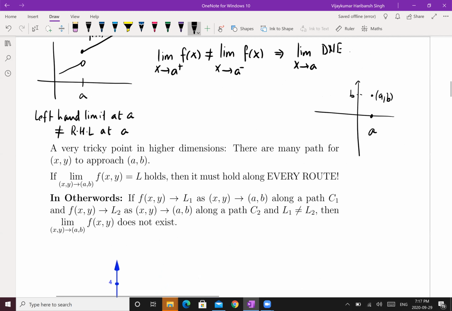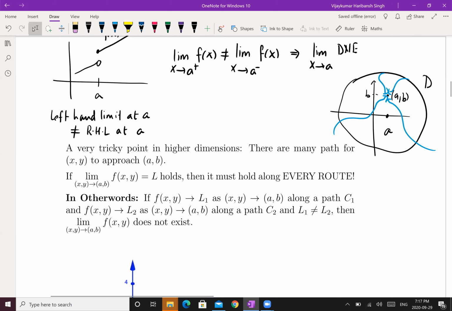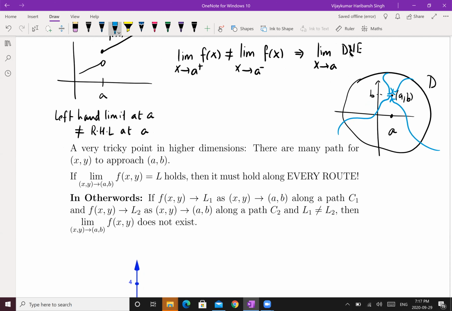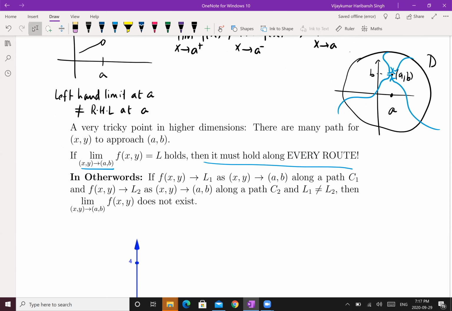So this is your domain D. So let this be part of domain D. Now, there are so many different paths to go to (a, b), right? So if the limit of f(x, y) as (x, y) goes to (a, b) is L, then it must hold along every path or every route.